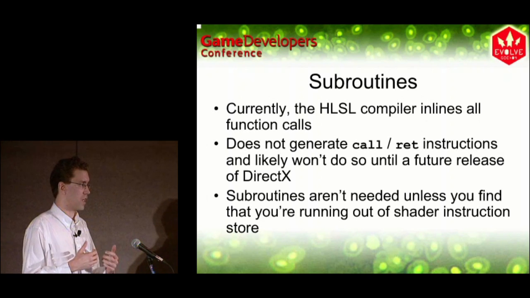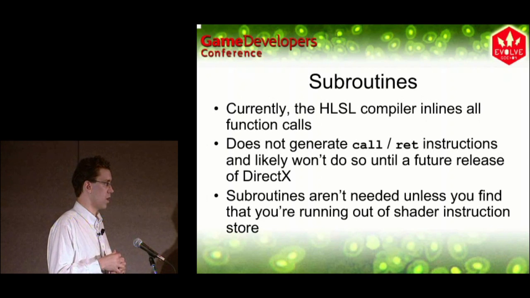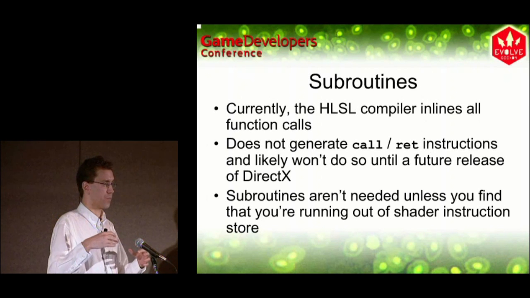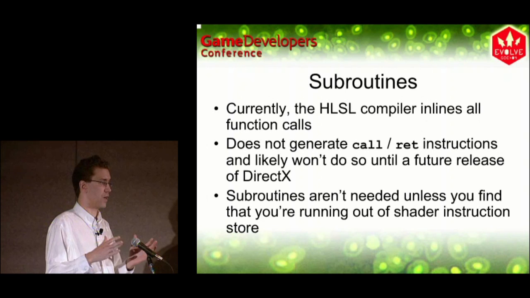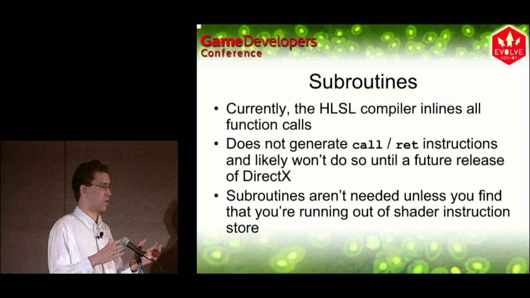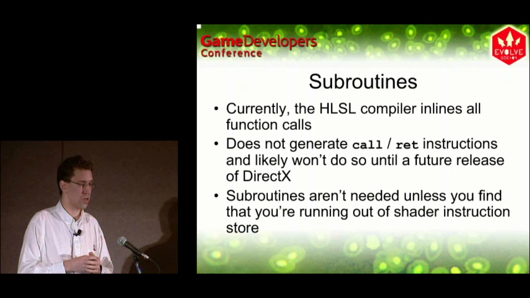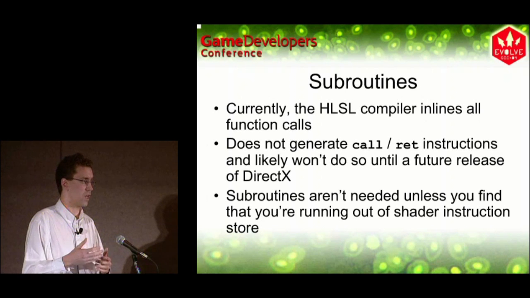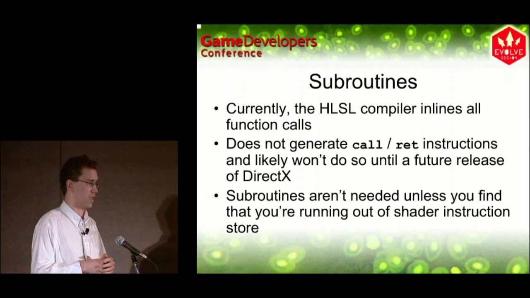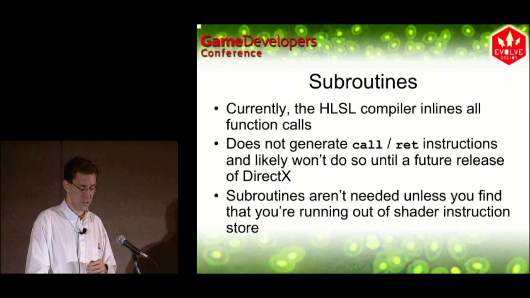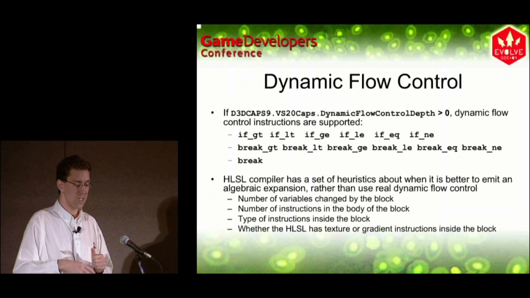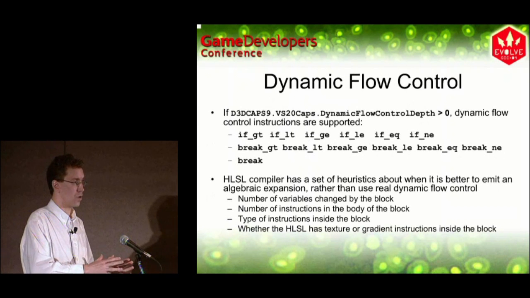The only case where we as hardware vendors would really want to see subroutines used is if there's actual pressure on code size, if we can't store programs. It turns out that if it's straight line code, it's actually a lot easier for us to optimize it anyway. Okay, so that was static flow control.